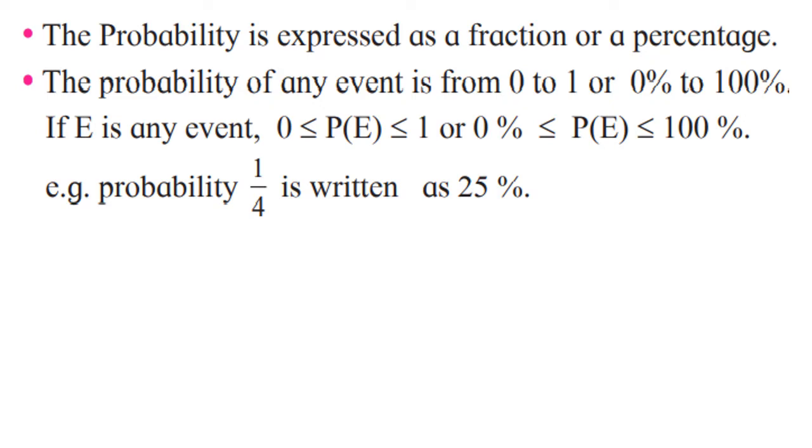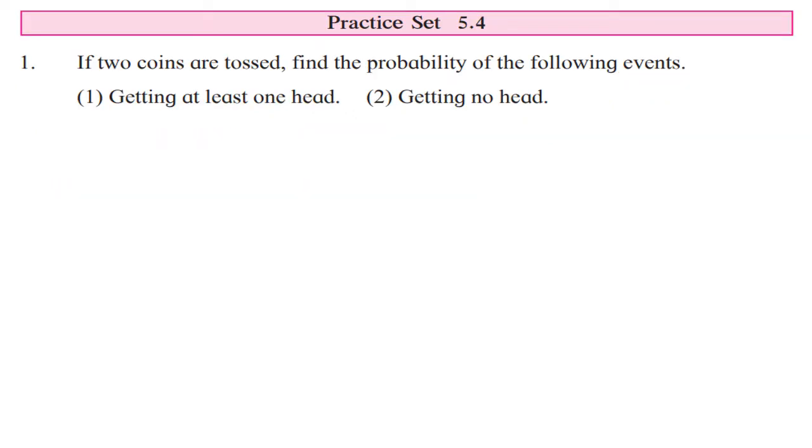Now let us start with the last practice set 5.4. First question. If two coins are tossed, find the probability of the following events. First one, getting at least one head. Second, getting no head. Now when we solve a sum of probability, first we have to write down the event, its sample space and the number of sample points in the sample space. Then we need to write the event, then the number of sample points in that event, and then by using the formula we have to find the probability.